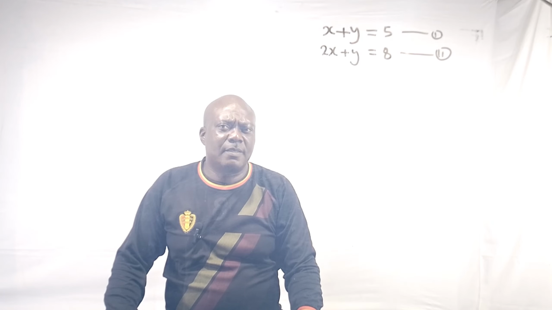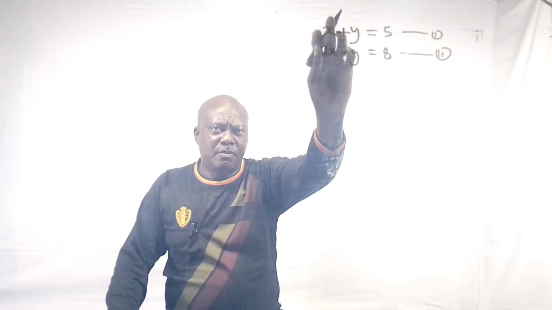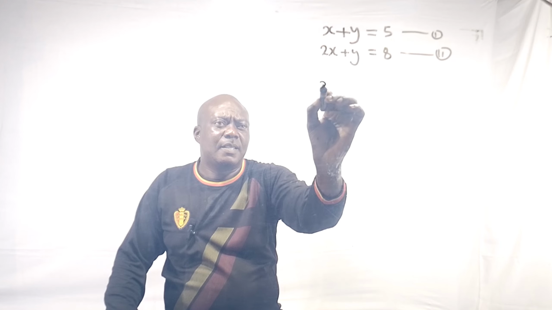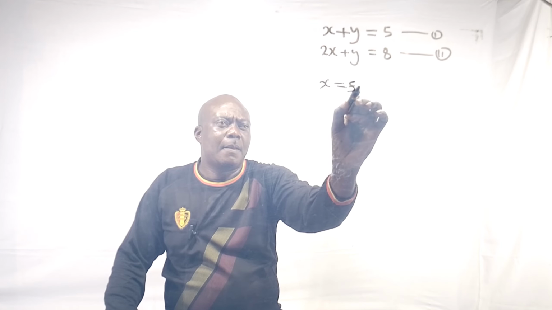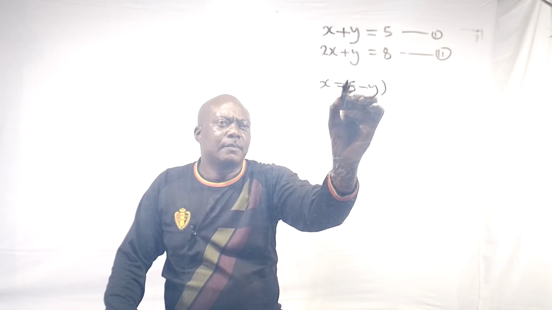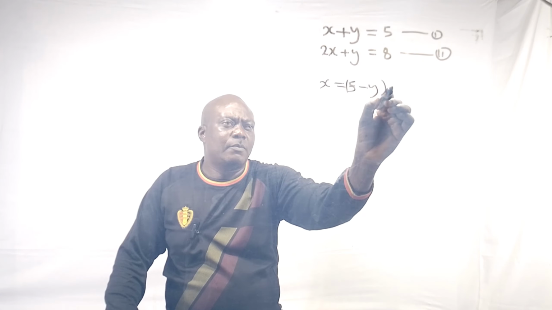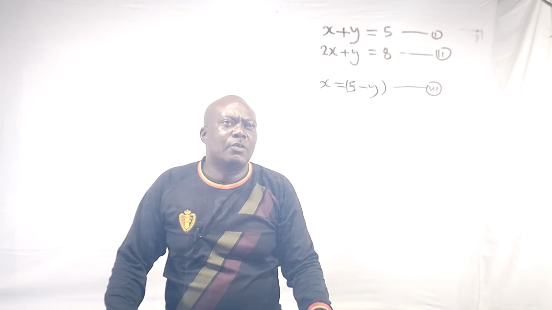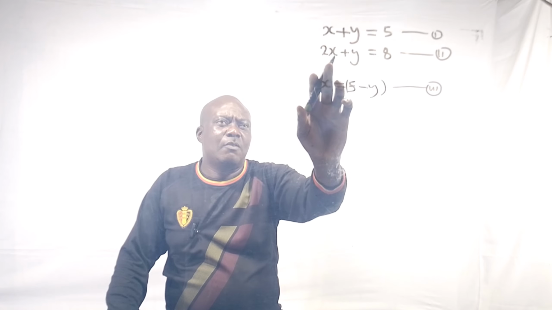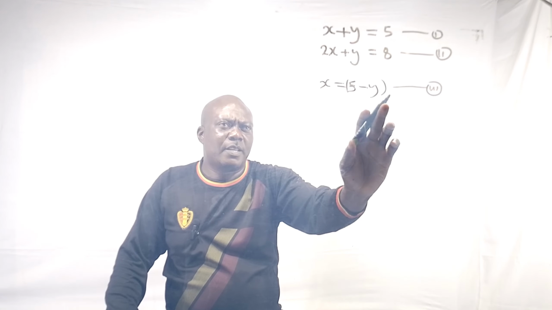So from equation 1, let x be equals to 5 minus y. Yes, so this one becomes equation 3 now. So instead of x in equation 2, we'll put 5 minus y for x and see what will happen. Whenever we see x, we'll put 5 minus y.